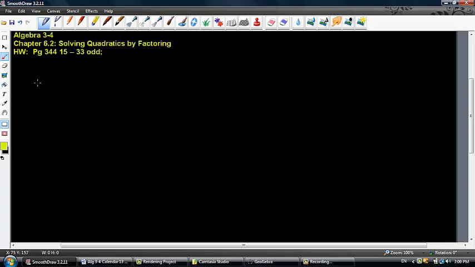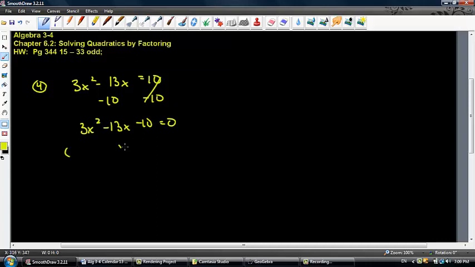Let's go with number 4. 3x squared minus 13x equals 10. Well, with any quadratic, you want to make sure you set it equal to 0 if you have any intentions of factoring. So make sure you do that, and now we can factor this thing. So I've got 3x and x. Let's see, two numbers that multiply to 10 are 5 and 2. I'm going to do it in that order, so 5 and 2.